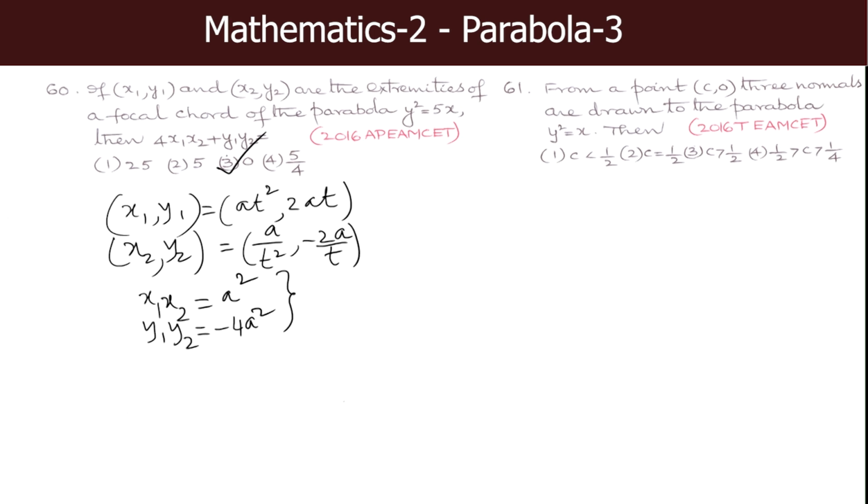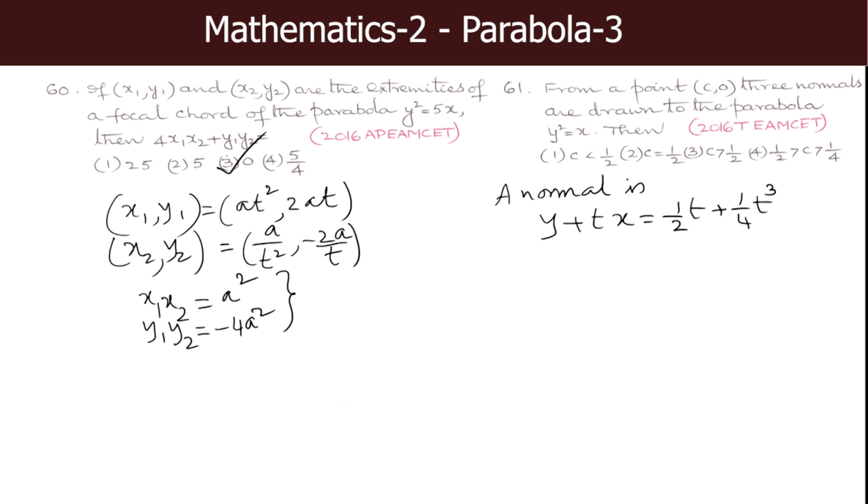61. From a point (c, 0), 3 normals are drawn to the parabola y² = x. Then what can be said about the value of c? A normal to the parabola is y + tx = t/2 + t³/4. Well, this passes through (c, 0).